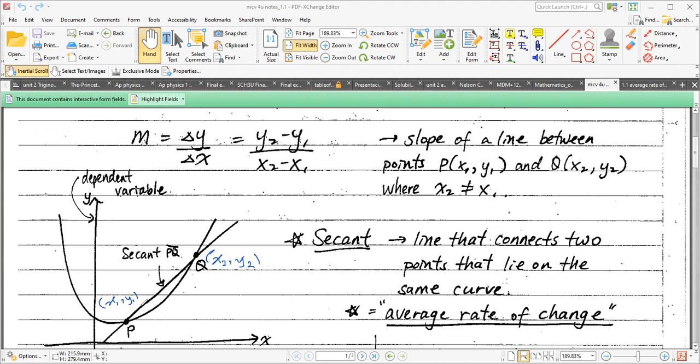The line passing through these 2 points, we call it a secant line. So the average rate of change is going to be the slope of the line passing through the 2 points on your graph.